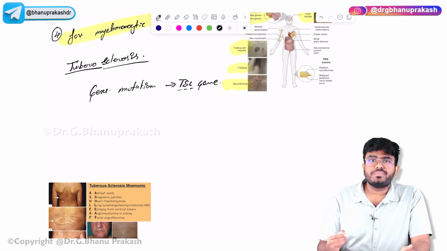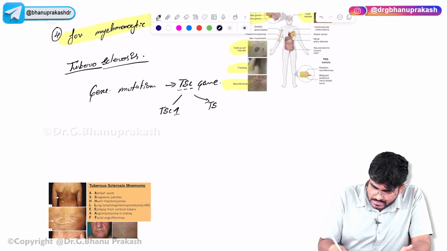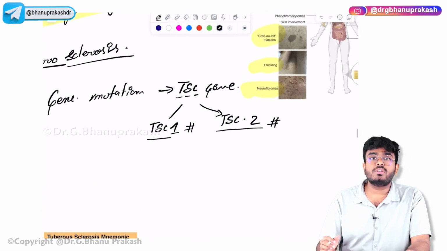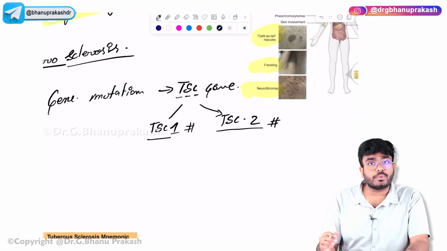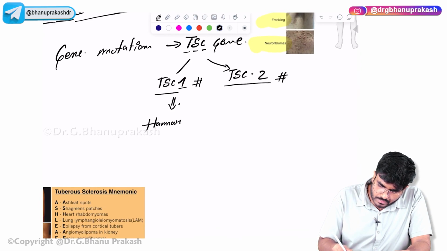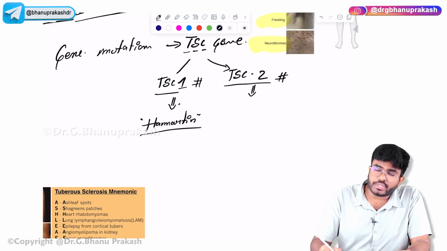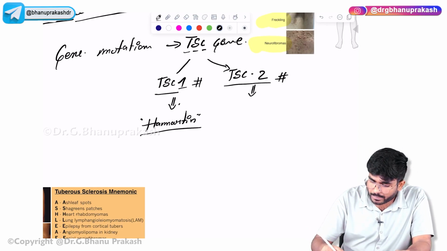Now, see, there are two TSC genes, TSC1 as well as TSC2. Tuberous sclerosis 1 gene, tuberous sclerosis 2 gene. There are two genes for tuberous sclerosis. If the TSC1 gene is defective, if it is mutated, then which protein is going to be affected? Hamartin. Hamartin is a protein which is coded by TSC1. TSC2 codes for which protein? Tuberin.